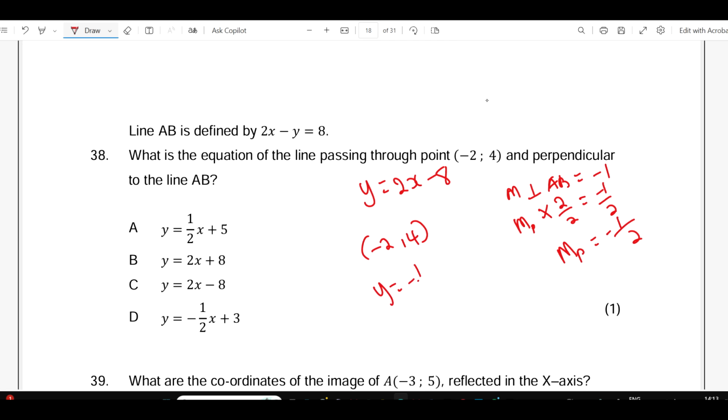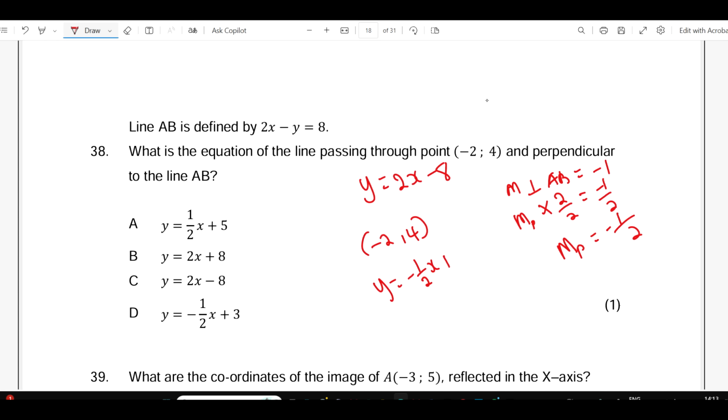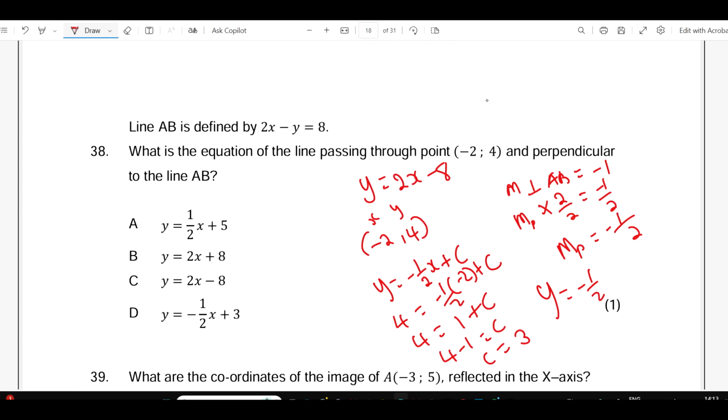y is going to be -1/2x plus c. This is x, this is y. It's going to be 4 equals -1/2 times -2 plus c. 4 is going to be 1 plus c. I'll take this to the other side. 4 minus 1 is going to be c. And then c is going to be 3. So the equation is going to be y equals -1/2x plus 3. So the correct option is D, guys.